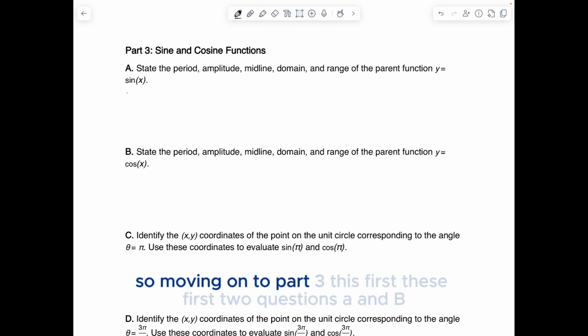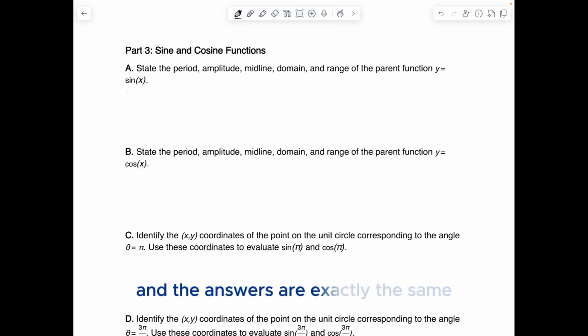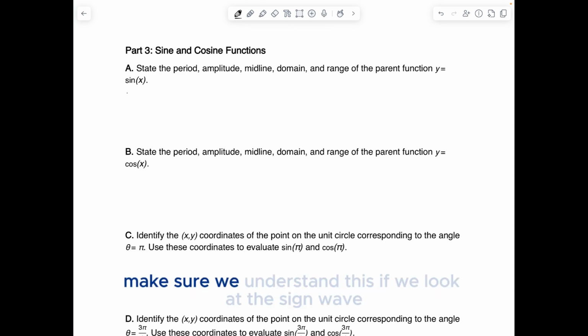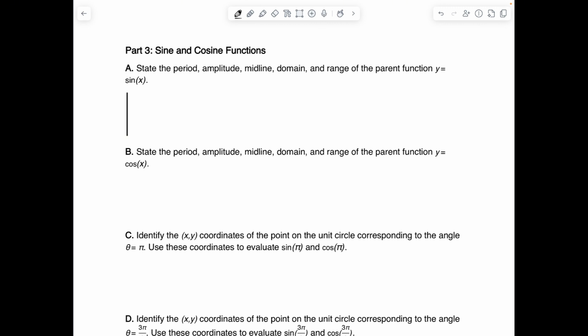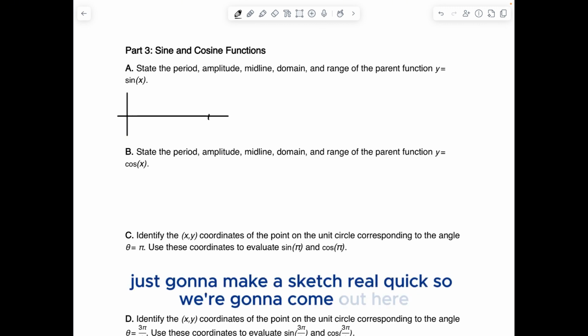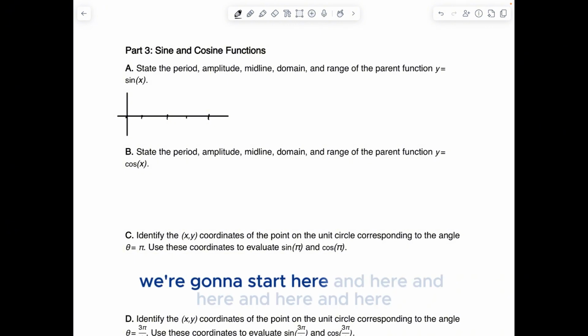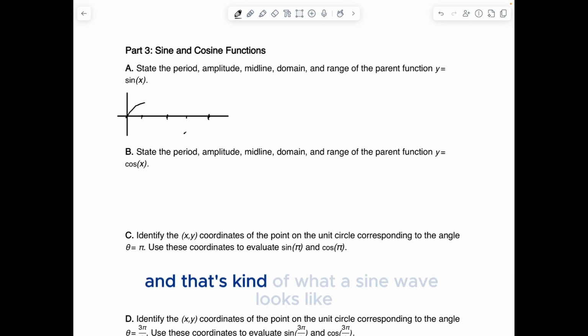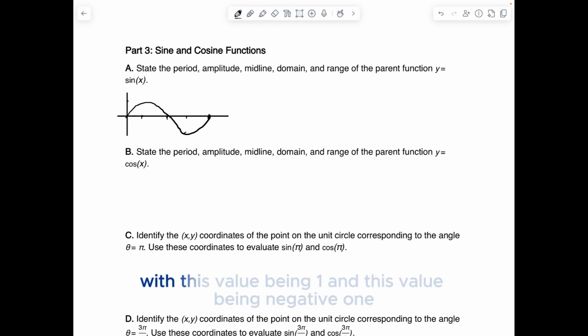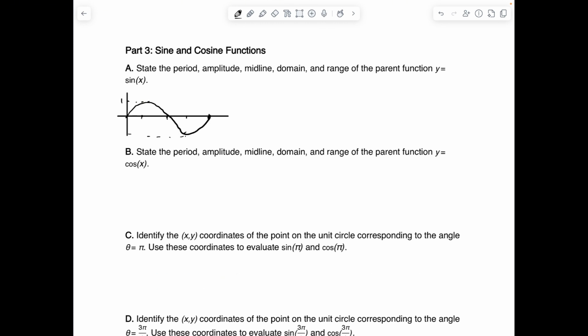Okay, so moving on to part 3, these first 2 questions, A and B, you're going to see one of the 2 of them, and the answers are exactly the same. So let's just make sure we understand this. If we look at the sine wave, I'm going to make a sketch real quick. We're going to divide that into 4s. We're going to start here and here and here and here and here. That's kind of what a sine wave looks like, with this value being 1 and this value being -1. So this is f of x equals the sine of x, the parent function for a sine function.